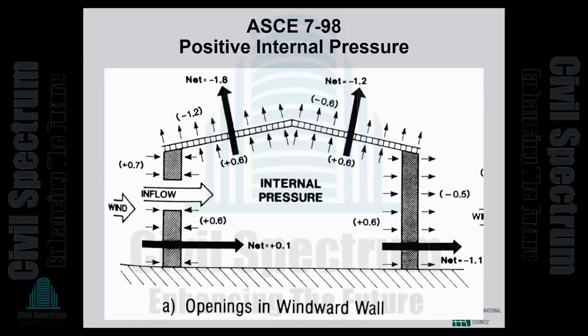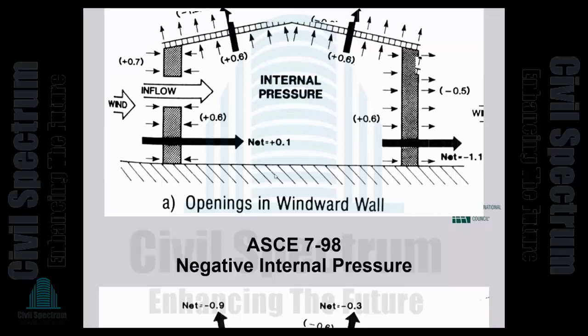So I have two pictures that are very descriptive. Here we have internal positive pressure. So for this windward roof, external pressure is negative 1.2. It's a suction. The internal pressure is positive 0.6. So the net suction is the external pressure of negative 1.2 minus the internal pressure of positive 0.6, which is negative 1.8.